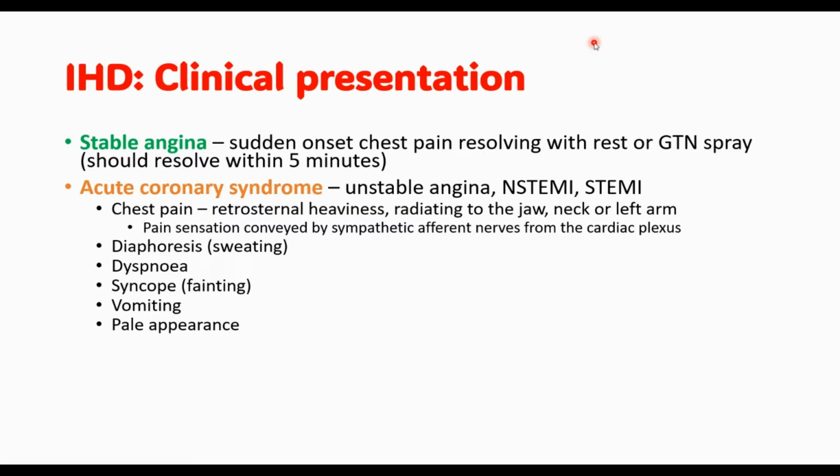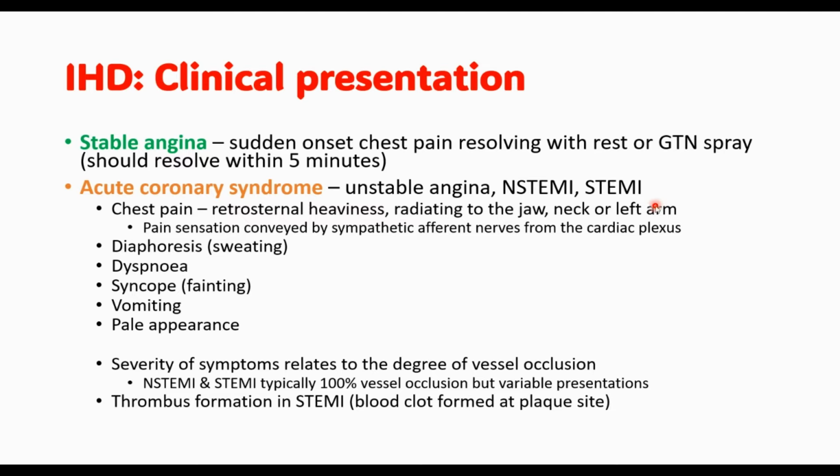Other symptoms patients might report are diaphoresis, known as sweating, dyspnea, and syncope. They might have had an episode of vomiting. And if I were to look at a patient with ACS, they might look quite pale. The severity of the symptoms relates to the degree of vessel occlusion. In something like stable angina, roughly 50% of the vessel is occluded. In unstable angina, it's more like 70% vessel occlusion. And then in NSTEMI and STEMI, typically 100% vessel occlusion.